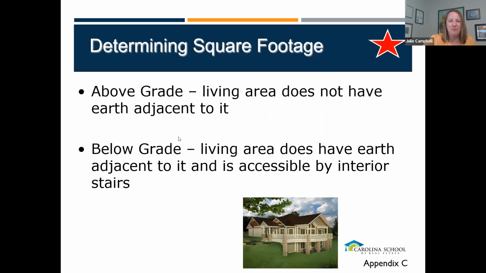The picture in the PowerPoint, this down here is below grade. If you can see my mouse, this down here would be considered below grade because this side, and it looks like that back side, touches earth. It's in earth. This up here would be our above grade.